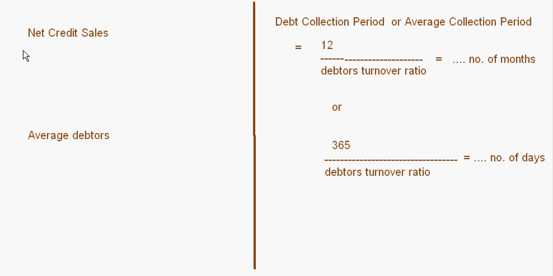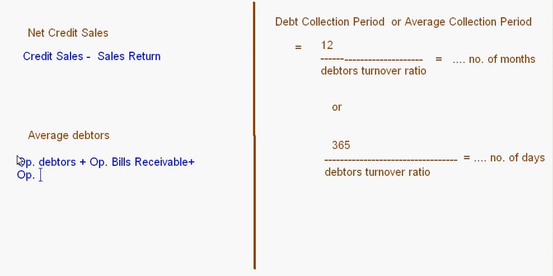Now let's see what is net credit sales. Net credit sales is your credit sales minus the sales return, and average debtors will be opening balance of the debtors plus opening balance of the bills receivable plus closing debtors plus closing bills receivable, upon 2. This will be the average debtors, right?